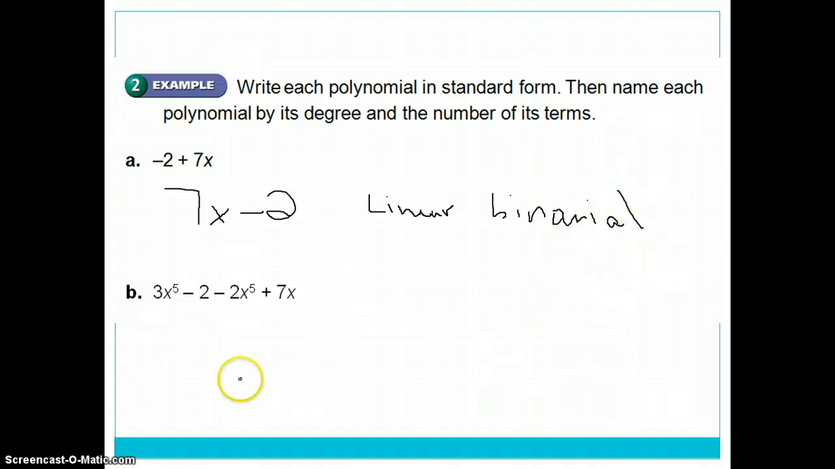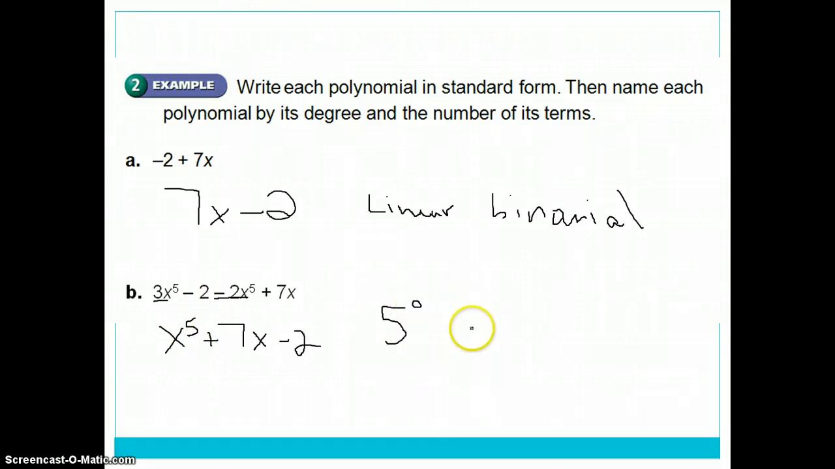All right. This one here, I combine like terms, so 3x to the fifth minus 2x to the fifth is just x to the fifth. I have a constant term and a linear term here, so my linear term is next, plus 7x minus 2. And there's no special name for 5, so it's a fifth degree trinomial.